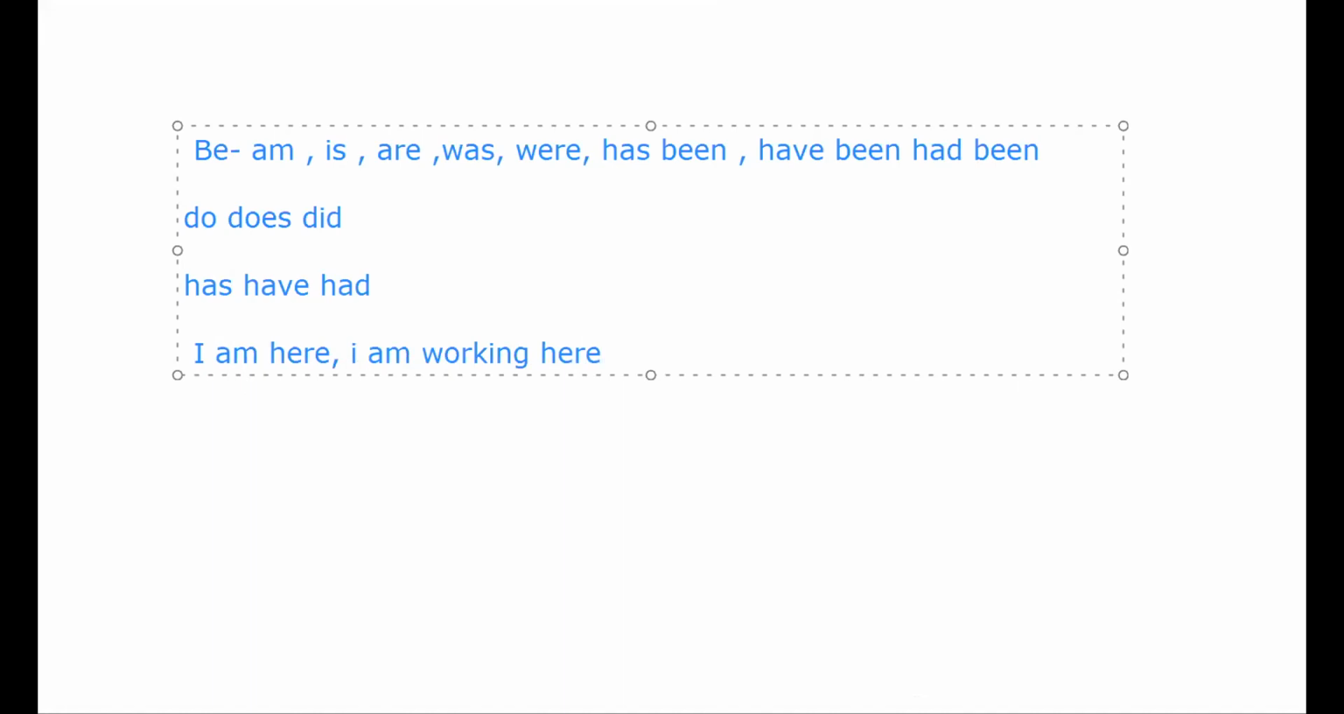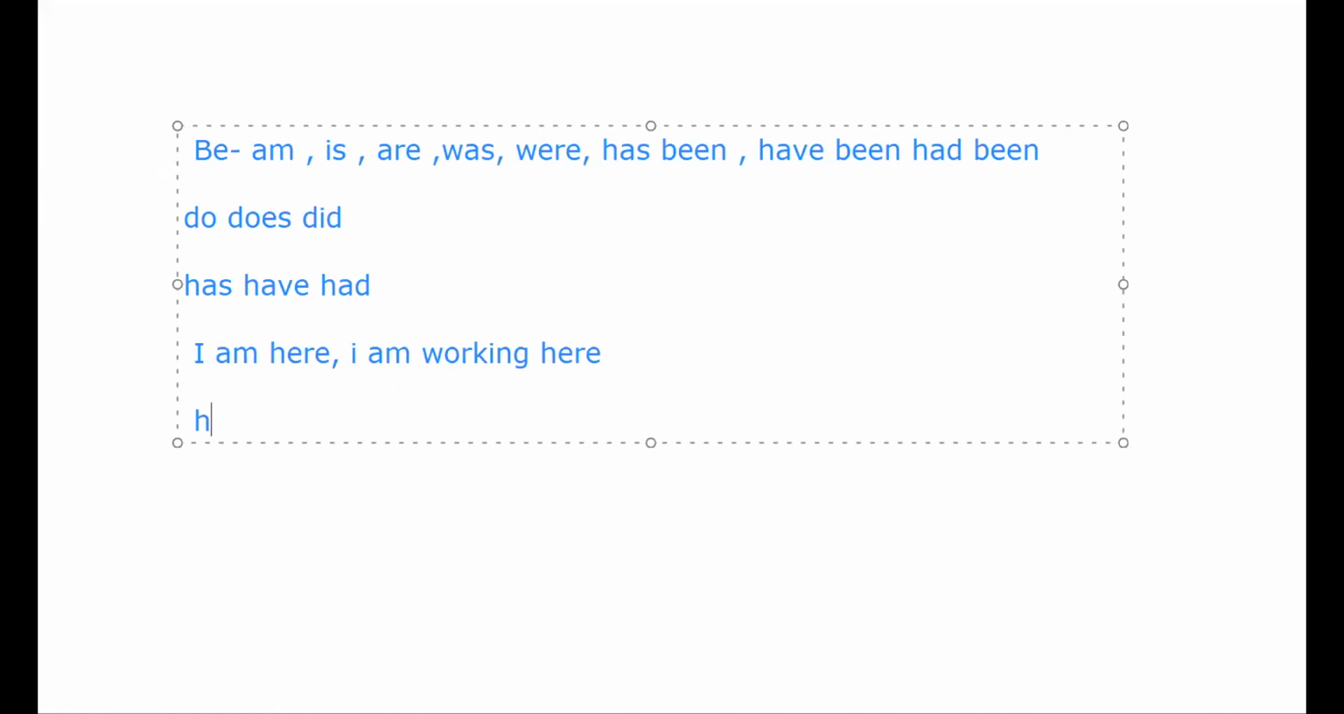As you observe, these helping verbs can be used as independent verbs without any addition. These can be main verbs. So in the first sentence, I am here. Am is a main verb. In this sentence, am is a helping verb. It is helping working. Okay, that is the point I'm trying to say here. It can be main verb. It can be helping verb.